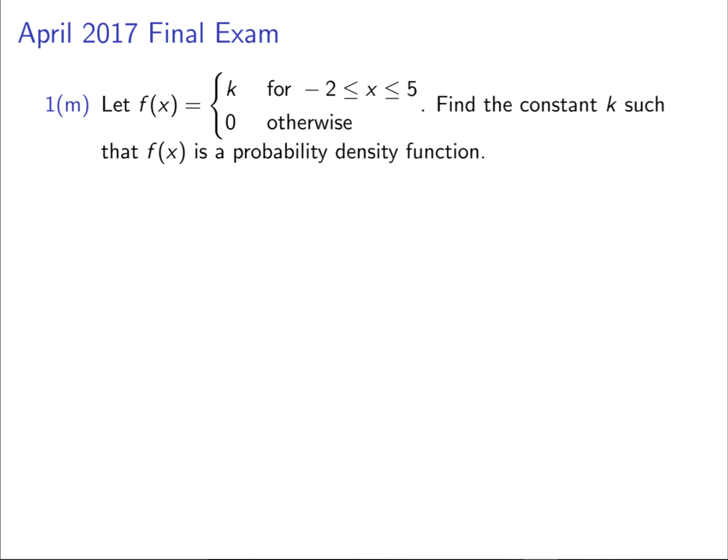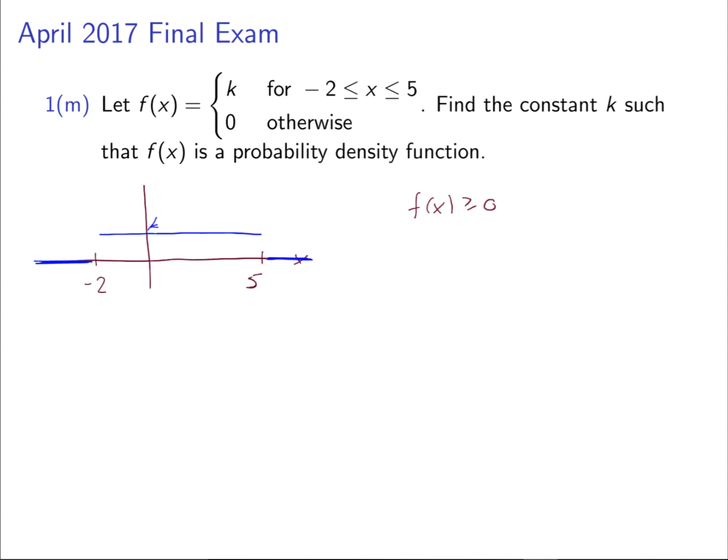Let's think about what are the appropriate principles to apply to solve this problem. We want this function to be a probability density function. It should be a constant number when x is between minus 2 and 5, and 0 otherwise. Now, one property of a probability density function is that it's never negative. So it's 0 here, and 0 here, and some positive number here, k.